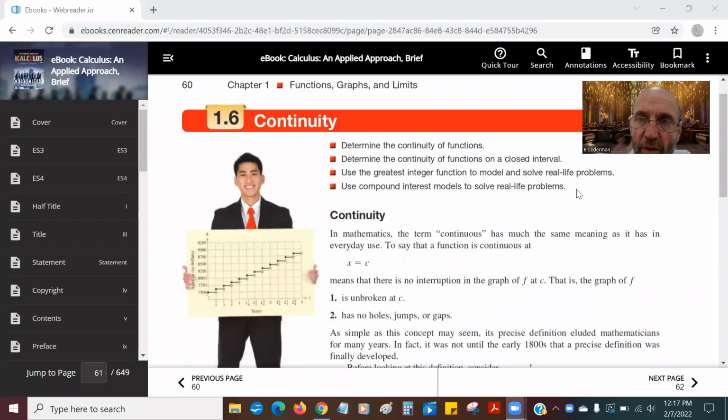Hi, everybody. Now we're doing 1.6. So 1.6 is the subject of continuity. Continuity is very important in a function.